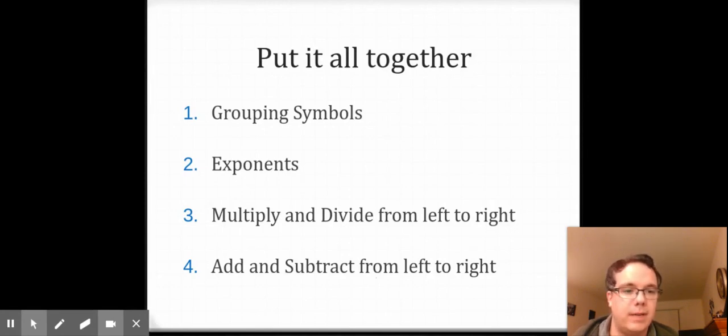Just know that multiply and divide happen in the same step, and add and subtract happen in the same step, and that parentheses can actually stand in for any grouping symbol. So we're going to start with grouping symbols, work our way innermost out, following these rules when in them. Then we're going to do our exponents, and then we're going to multiply and divide from left to right, and add and subtract from left to right. So all I have left for you right now is a couple examples.